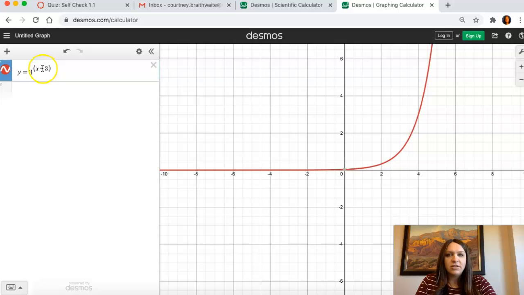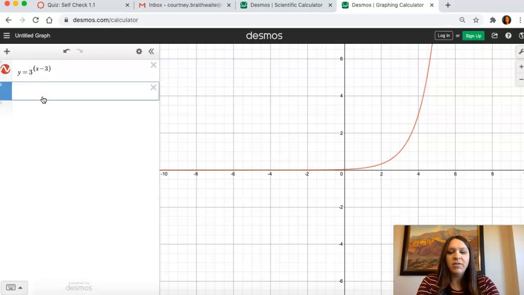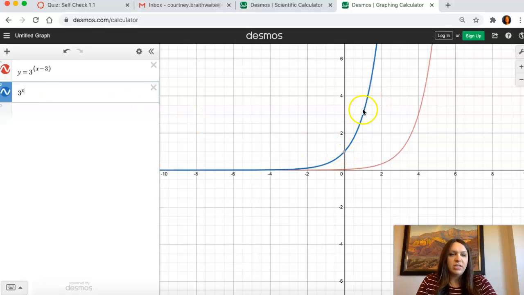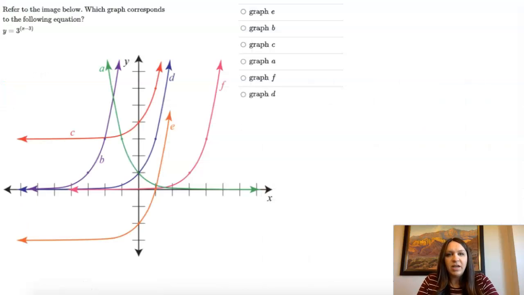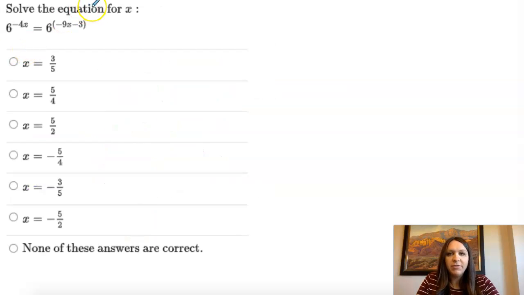And what this minus 3 does is it takes the graph 3 to the x and it shifts it to the right 3 units. So 3 to the x goes through 0, 1, and then this goes through 3, 1. So I just want to find that graph that goes through 3, 1 right here. So it's graph F. Right. So you should have just one of those, and then the rest of them are solving.